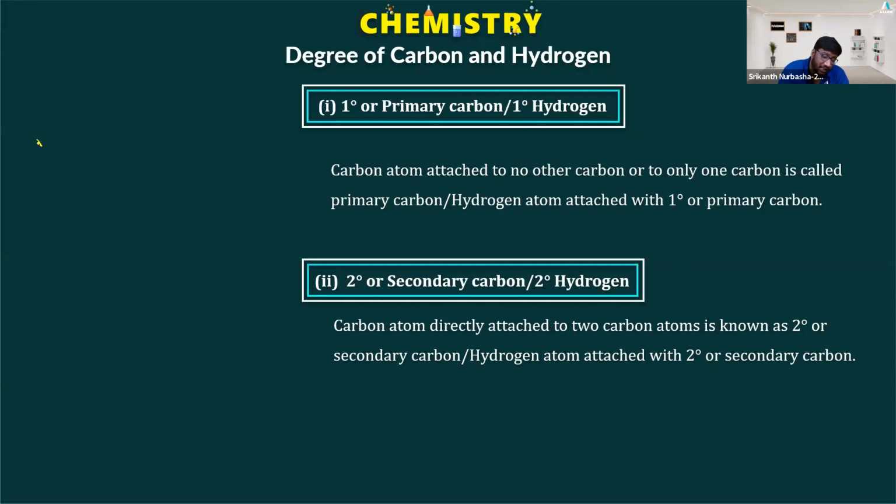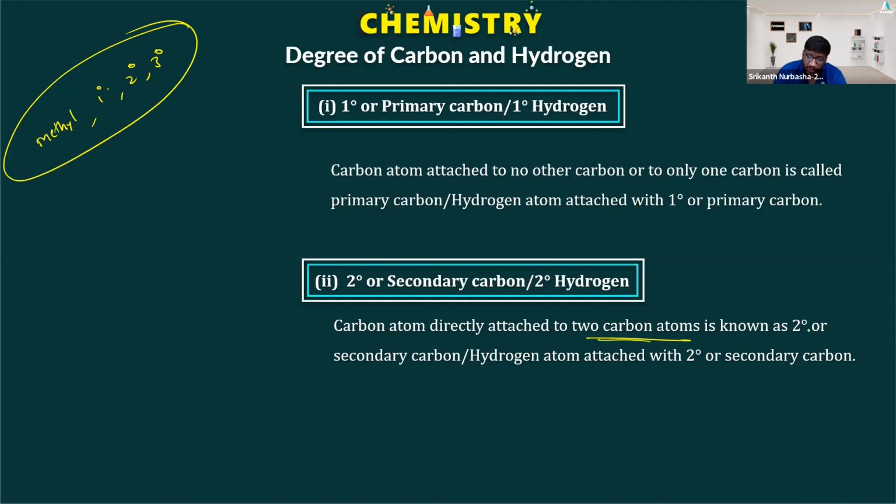So there are different cases: methyl, primary, secondary, and tertiary. These are different types of carbon atoms, and the hydrogens connected to those particular carbons are said to be methyl hydrogens, primary hydrogens, secondary hydrogens, and tertiary hydrogens. Secondary carbon means a carbon atom directly attached to two carbons. If a carbon is connected to two carbons, it is a secondary carbon, and the hydrogens connected to it are secondary hydrogens.